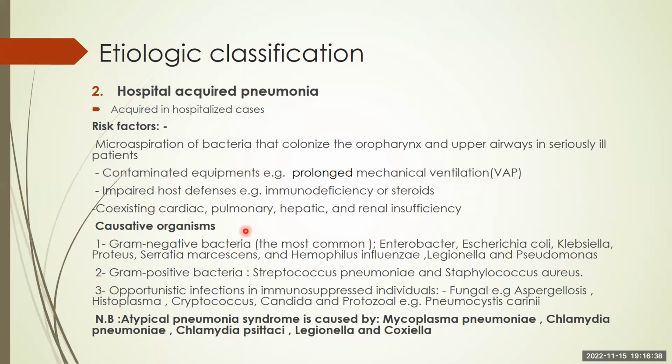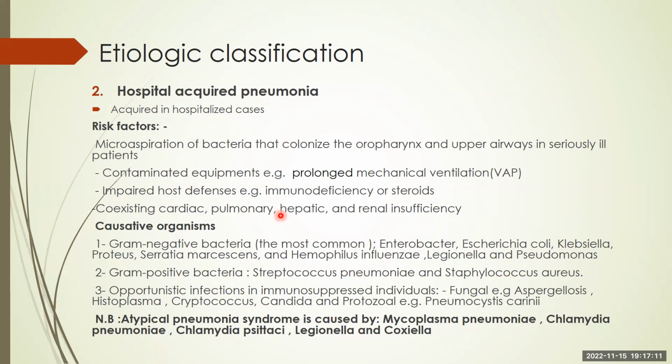which is also another risk factor. Also impaired host defenses like immunodeficiency or steroids. And if there are any underlying conditions, like cardiac, pulmonary, hepatic, and renal insufficiency, these are also risk factors. The causative organisms include gram-negative bacteria, which is the most common cause. Then there are gram-positive bacteria and opportunistic infections in immunosuppressed individuals.